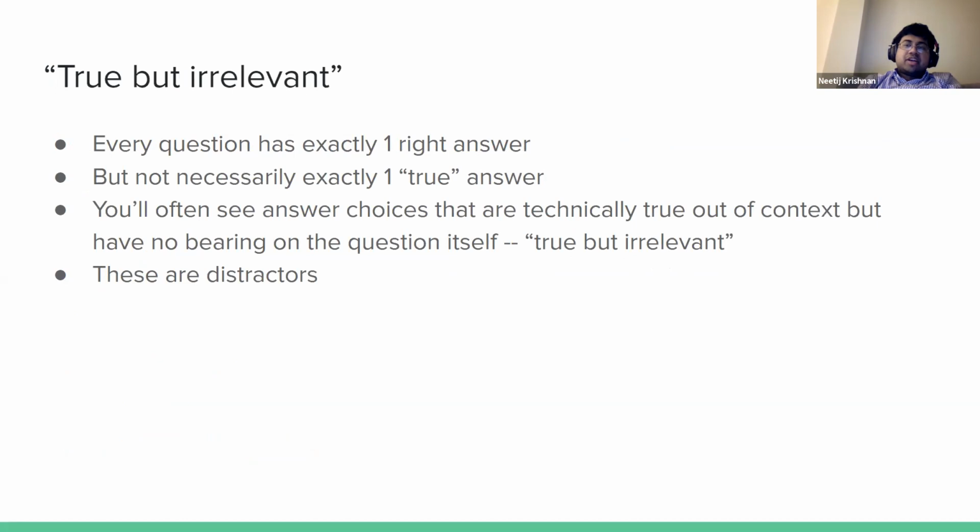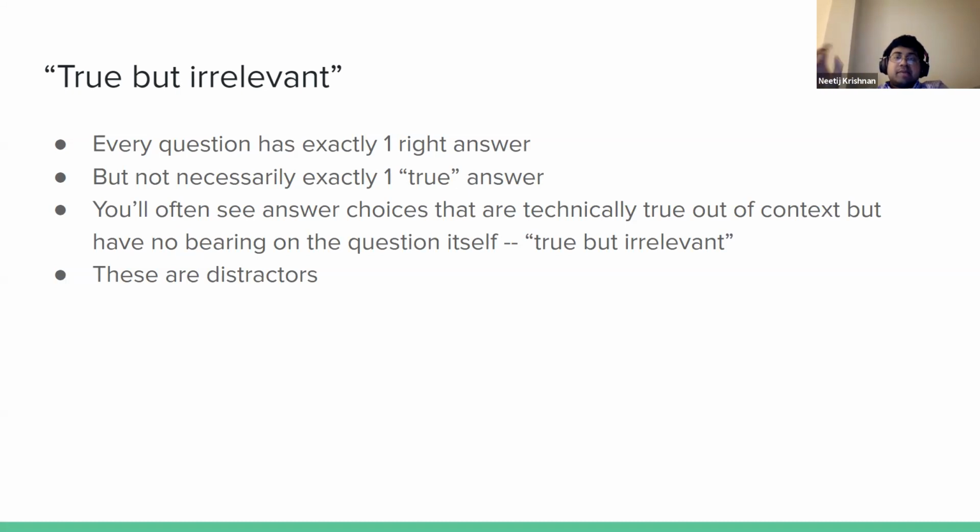This is a really important one that I go through a lot when I'm tutoring people. The idea of something being true but irrelevant. Every question has exactly one right answer, but usually more than one true answer. So you'll often see answer choices that, strictly speaking, are true, but they're not related to the question itself. So they're true but irrelevant. So you might have an answer that's like, "so and so is... property because reason." And every single answer is something because reason.